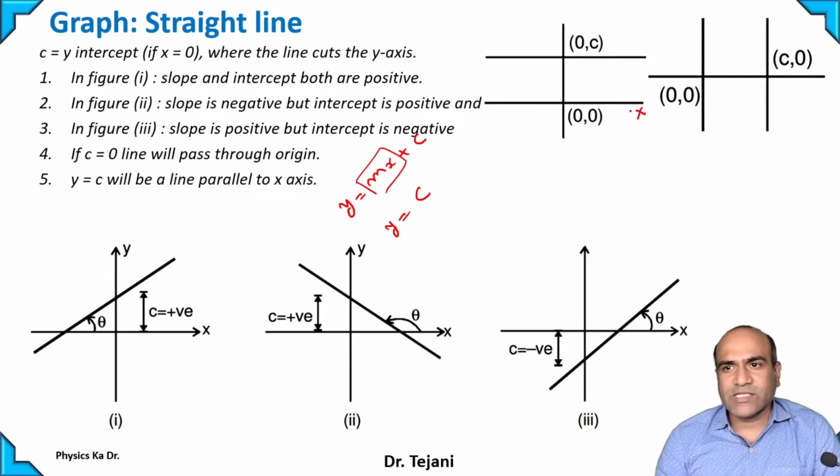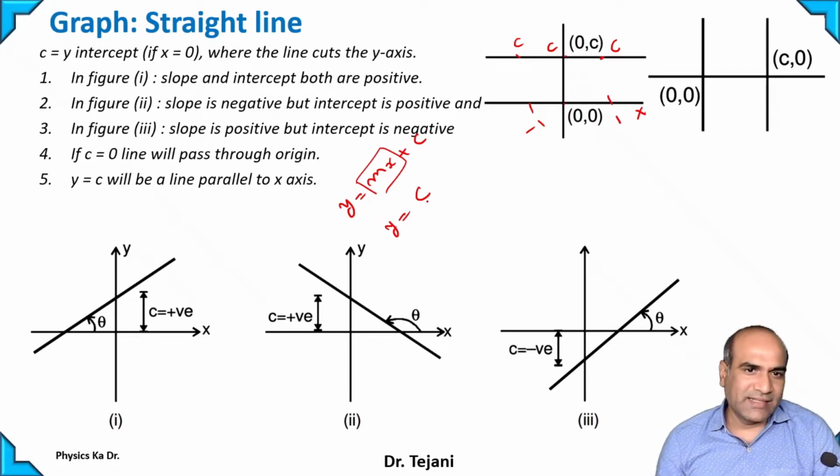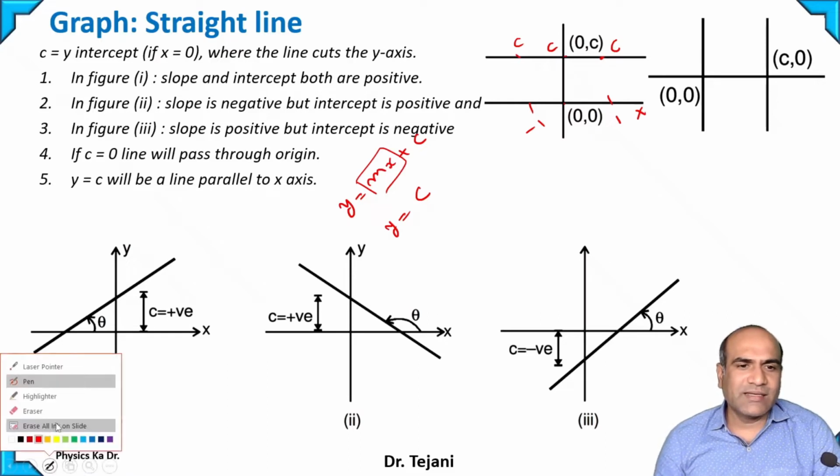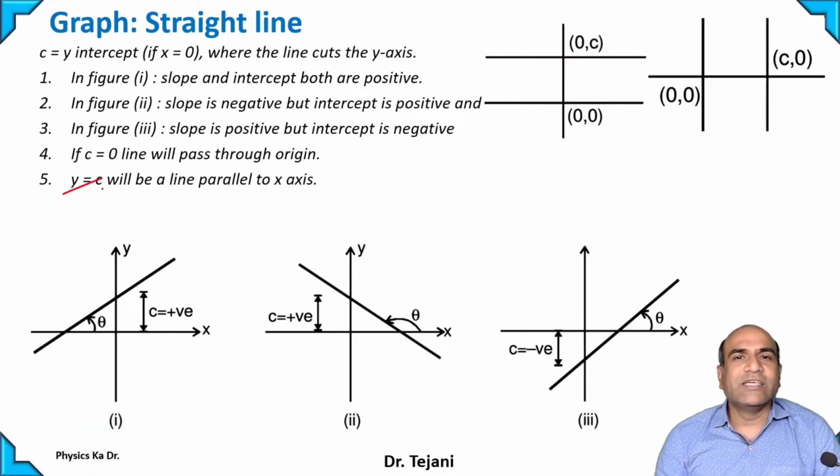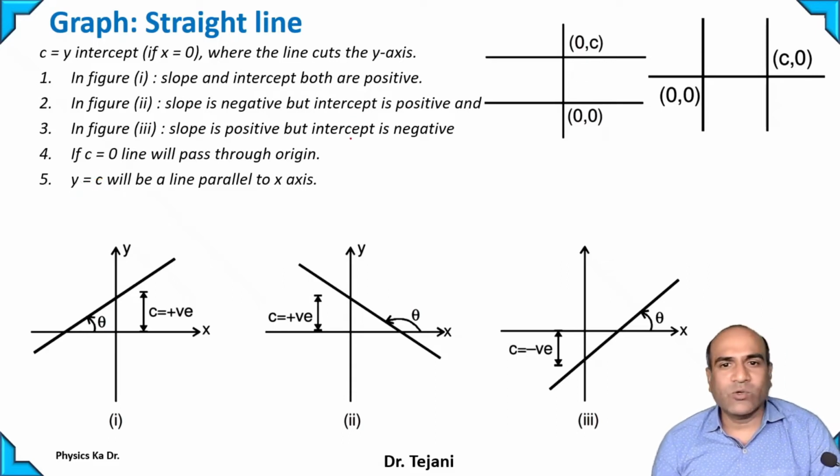So here are the x values. X is 0, y is c. X is 1, y is c. X is minus 1, y is c. That means it gives a straight line, and that line is parallel to the x axis. So when m is 0, or simply you can say y becomes c, at that time the line is always parallel to the x axis.